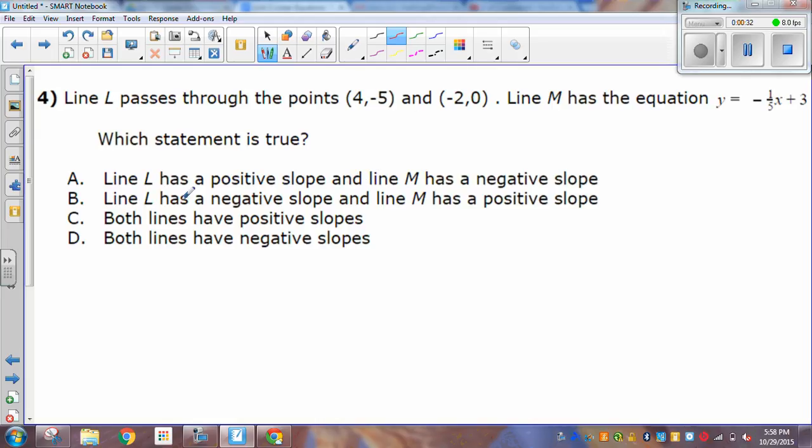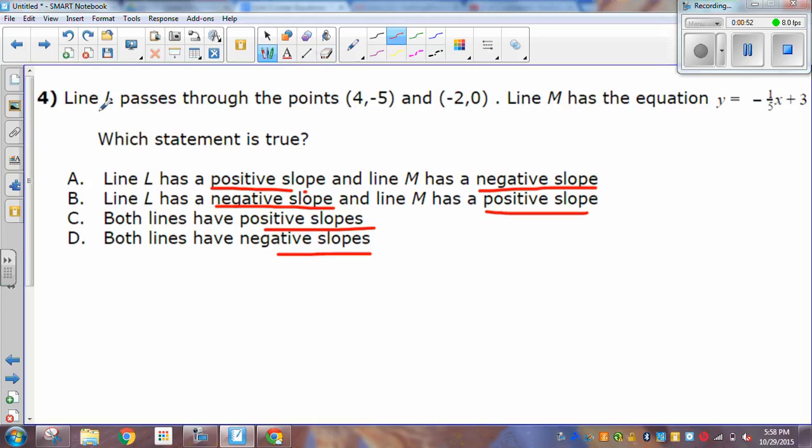Well, let's just notice that each one of these has two things in it. Positive slope, negative slope. Negative slope, positive slope. Positive slopes, negative slopes. In other words, it's just asking us what the sign, positive or negative, of each of these is. So, a couple of strategies for doing this.